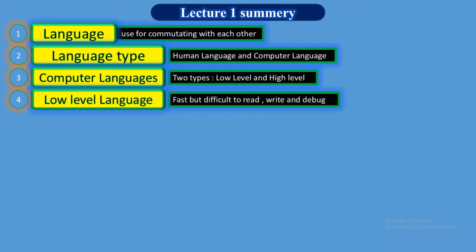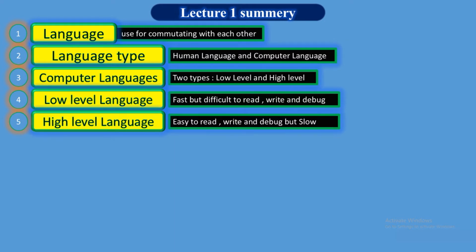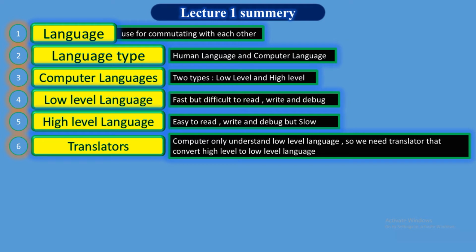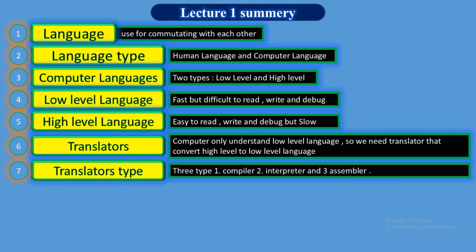Low-level languages are fast but difficult to read, write and debug. On the other hand, high-level languages are easy to write, easy to read and easy to debug. But high-level languages are slow because they have to be translated into binary language. Translators are computer software that convert high-level language into low-level language. There are three types of translators: compiler, interpreter and assembler.